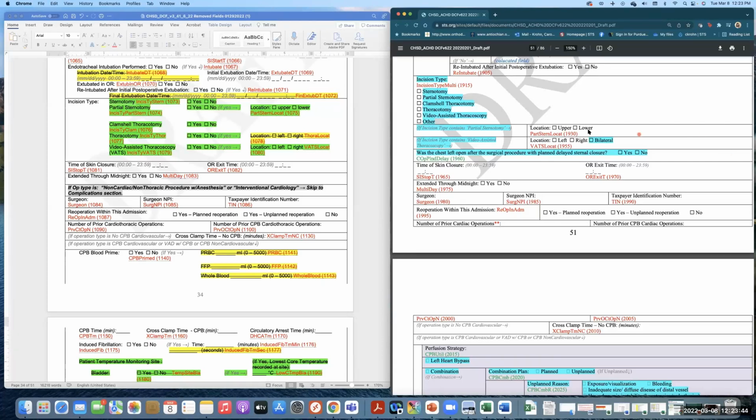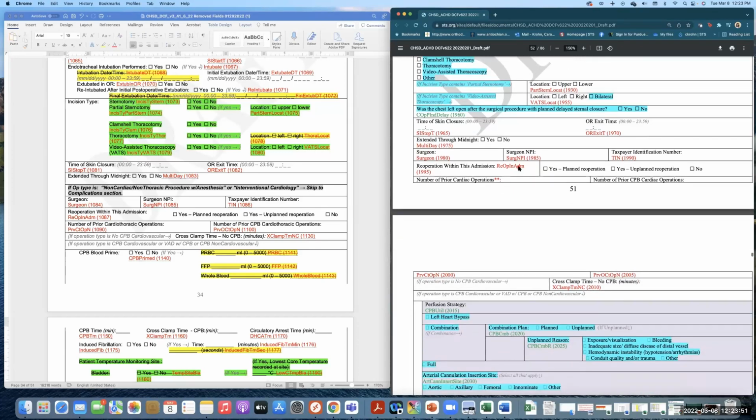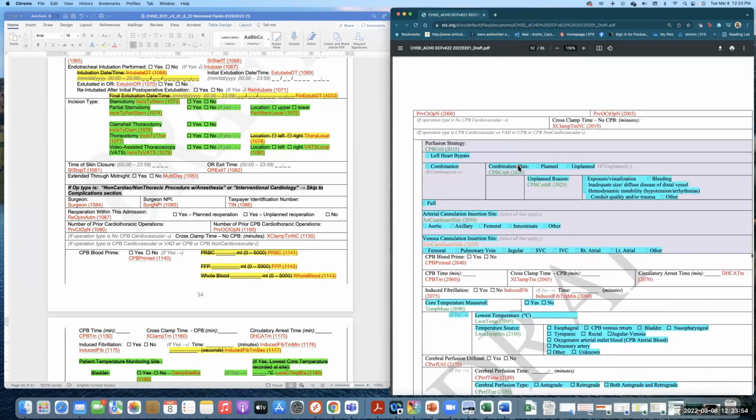Right. Will the planned sternum go away then in the complications? Yes, I believe we removed that from the complications because we just want to know yes or no, was the sternum left open when the patient left the operative setting?